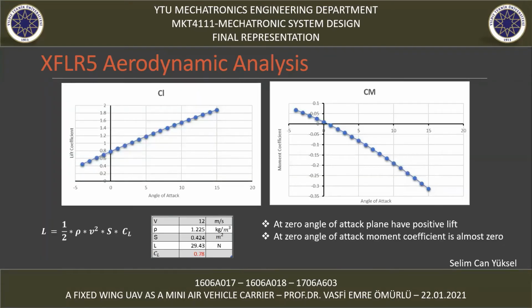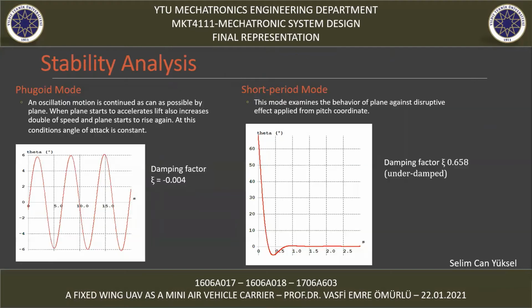From the given equation, the required lift value at cruise flight is calculated and checked from the graph. The moment graph is proper for flight. It is observed that there is a positive moment at negative angle of attack and a negative moment at positive angle of attack. For plane longitudinal stability, it is required.